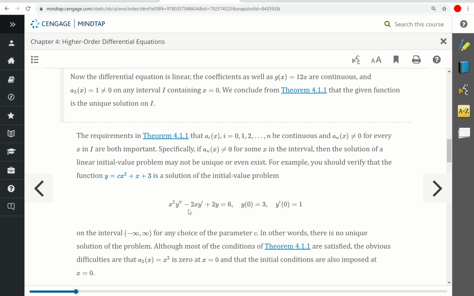In this case, it actually turns out that there is a solution, and I'll leave it up to all of you to verify this, but one of the things that you would see is that the function y equals cx squared plus x plus 3 is indeed going to be a solution to this initial value problem. So we do have a solution, however, we do not have uniqueness, because for any choice of the parameter c, we would have a solution to this differential equation. Okay.